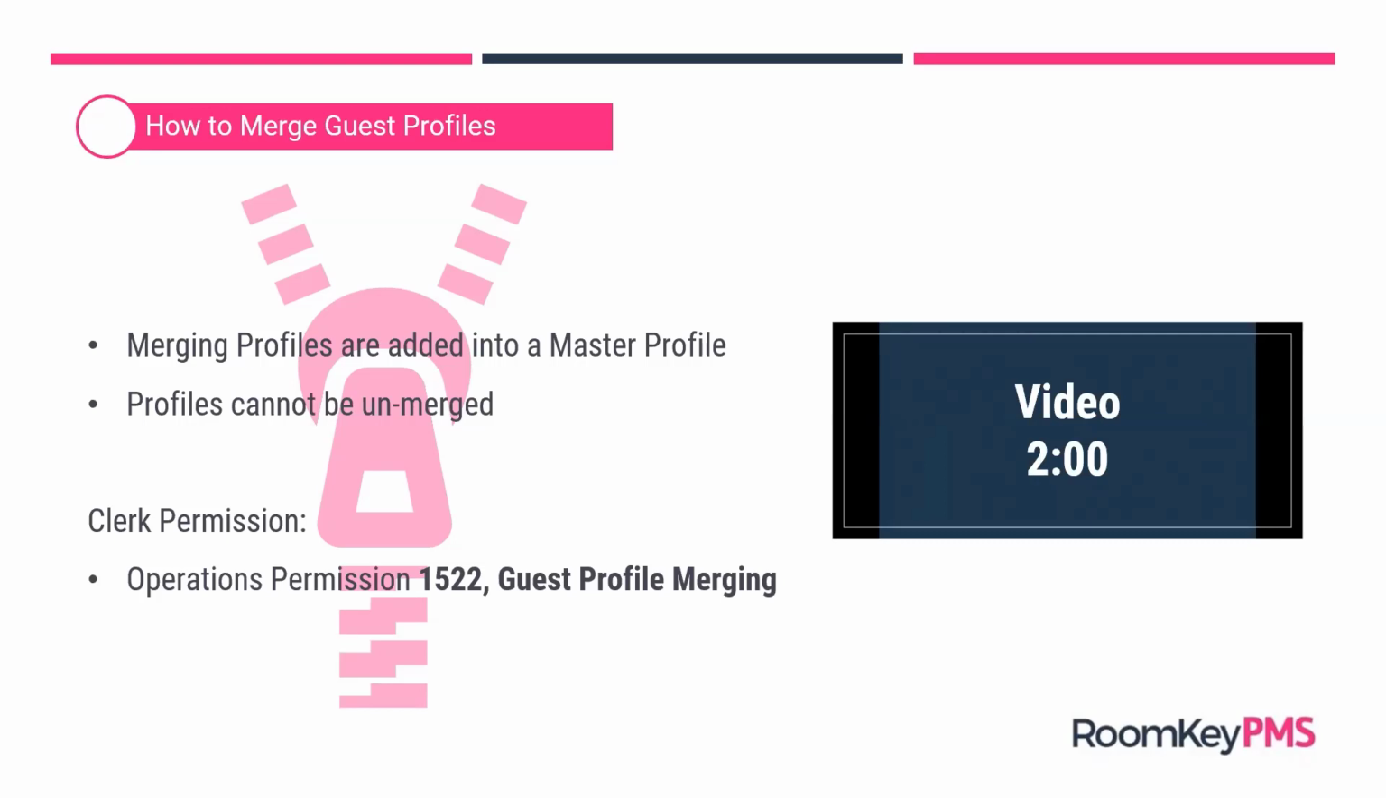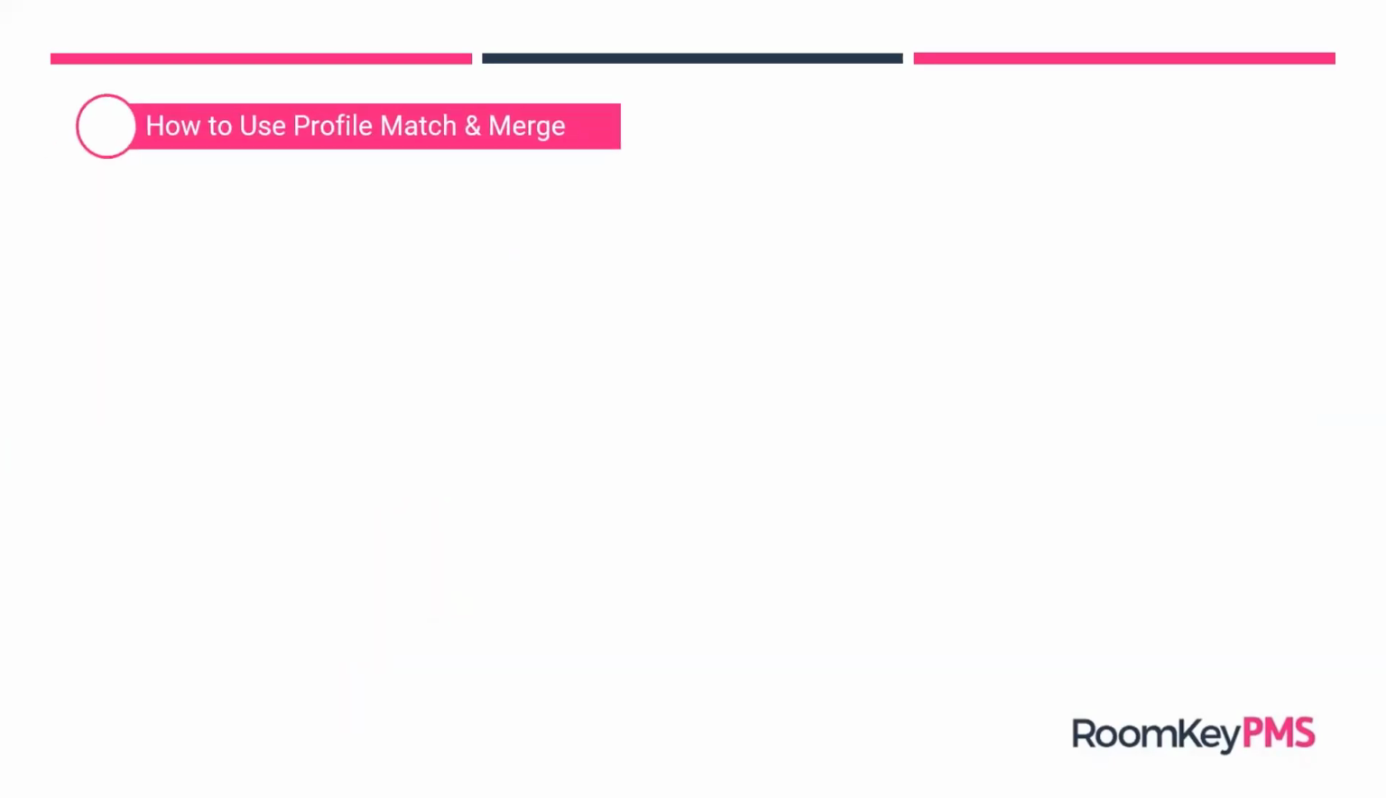Now let's take a look at some of the advancements that our development team has included for the merge functionality. And this is going to introduce our product Profile Match and Merge. Now, this product was developed because one of the drawbacks of our standard merge product is that you need to know or need to anticipate that there is a duplicate profile somewhere in the system.